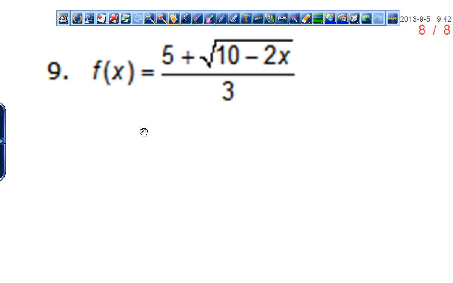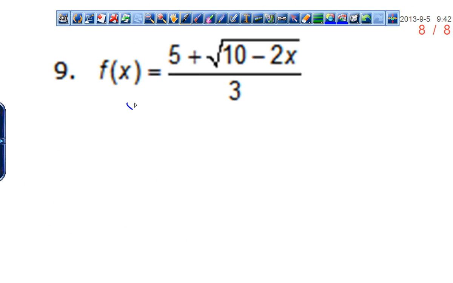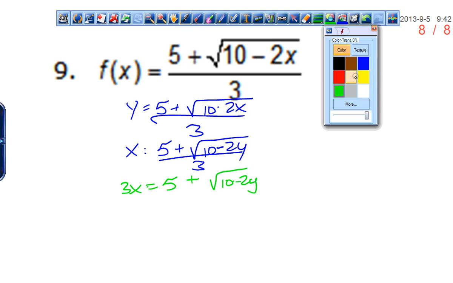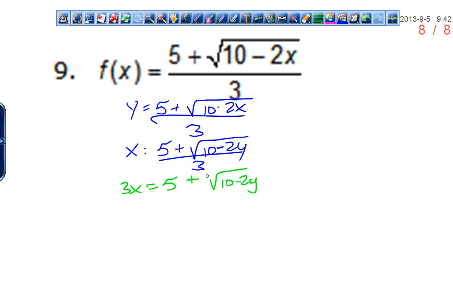Alright, number 9. Kind of complex looking. Hopefully you had enough room. This one's kind of long. First thing, we got them switched. And then what should I do after that? Yeah, multiply by 3. So I'm going to get 3x equals 5 plus square root of 10 minus 2y. If you can get all the way through this problem, you're probably pretty solid on inverses. Next thing, move 5 over.